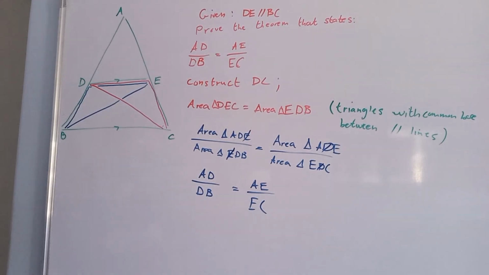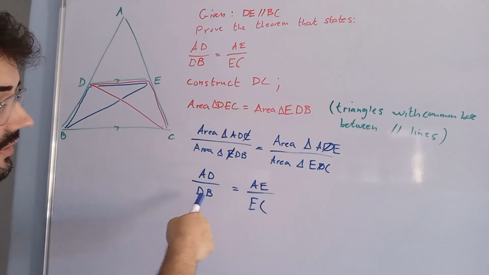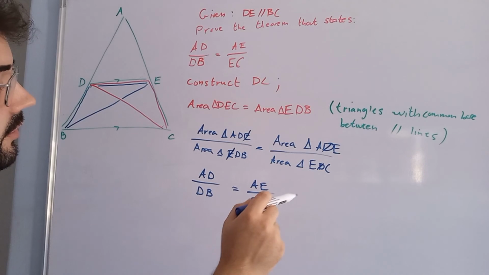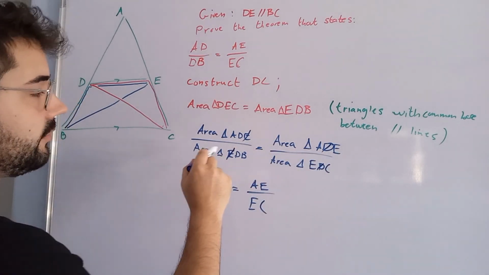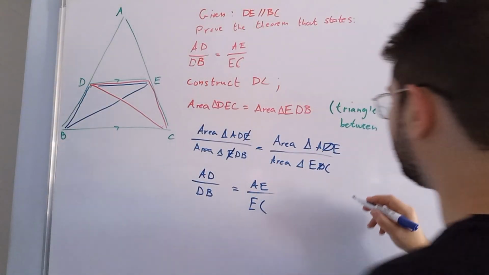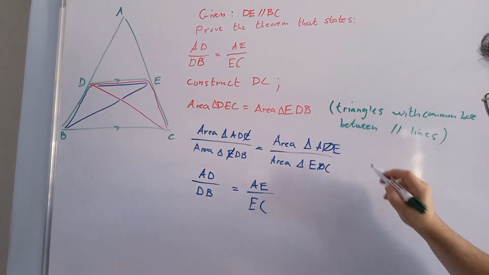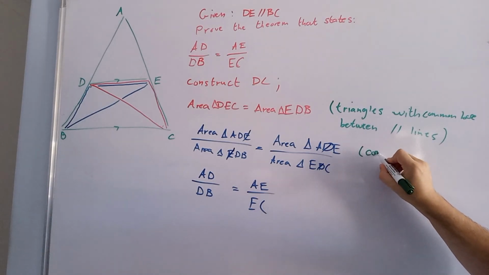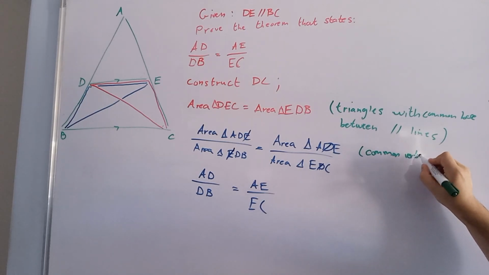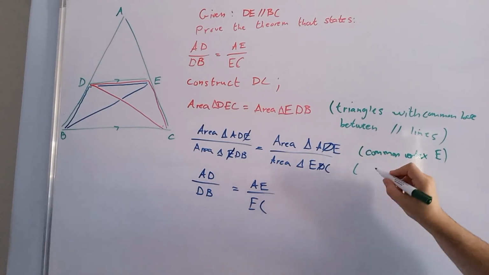All right, so now we're nearly at the end. We've actually shown that these are equal, but we mustn't forget our reasons. The reason for this, the theorem that we use here, is common vertex. I'm going to give both reasons here. For the left-hand side, it's common vertex E, and for the right-hand side we have common vertex D.